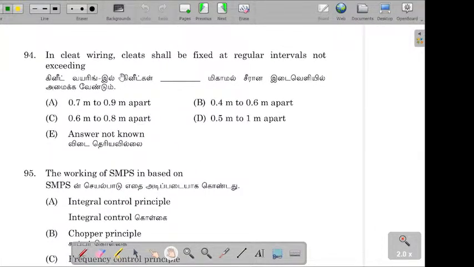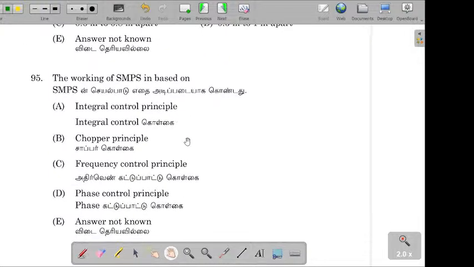In cleat wiring, cleats shall be fixed at regular intervals not exceeding 0.4 meter to 0.6 meter apart. The working of an SMPS is based on chopper principle.